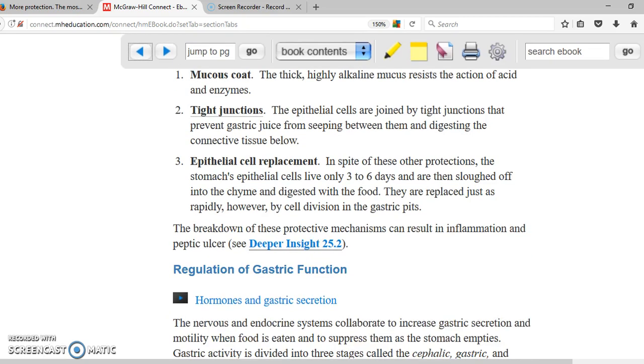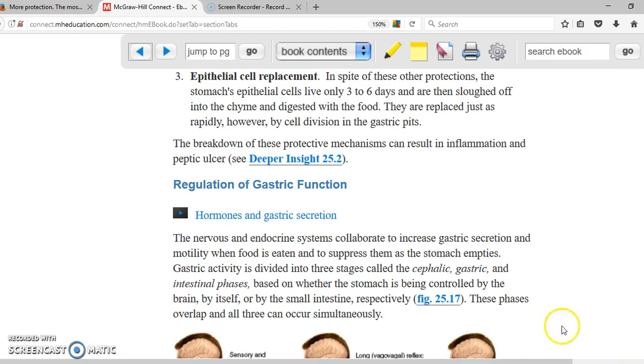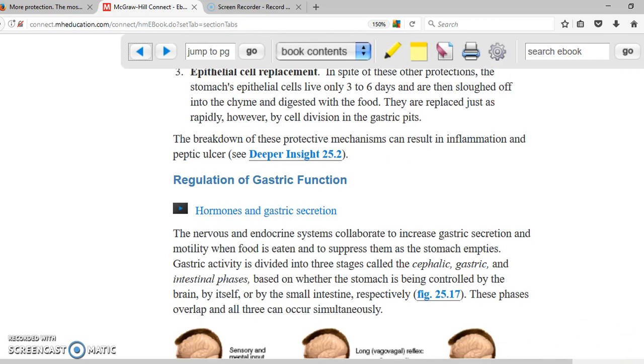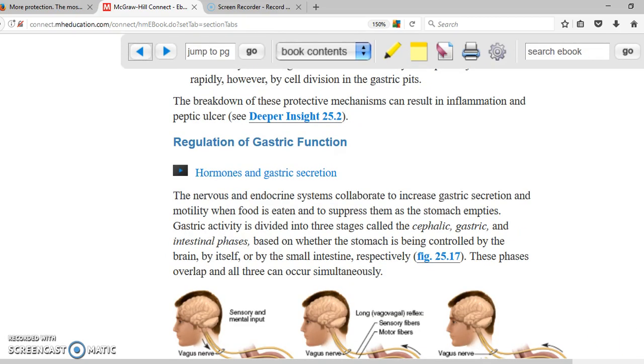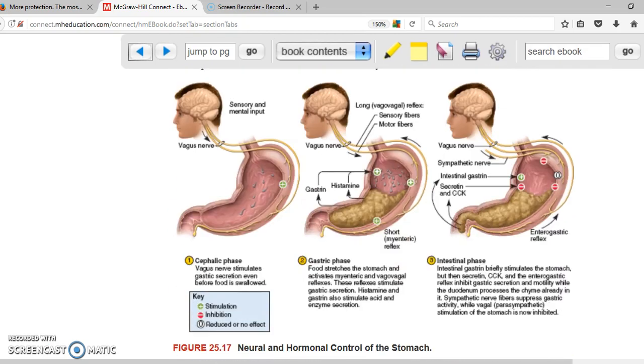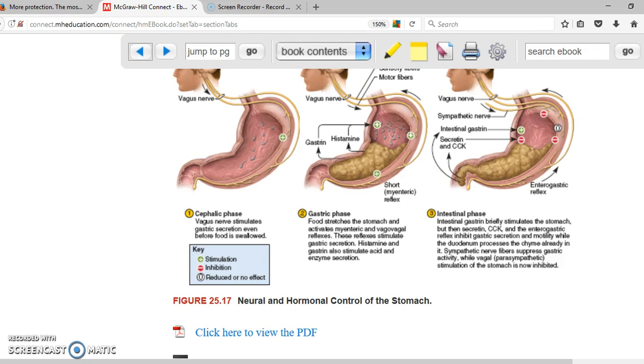So this exchange helps us maintain the stomach in good order. Regulation of gastric function, again, is controlled basically by the nerves and the brain. And there are three main steps in digestion. One of them is the cephalic phase, the other one is the gastric phase, and the other one is the intestinal phase.